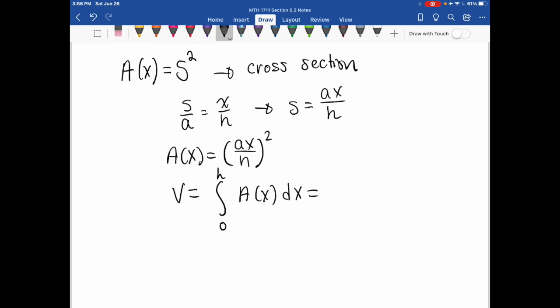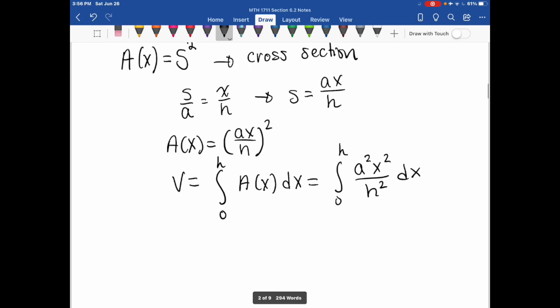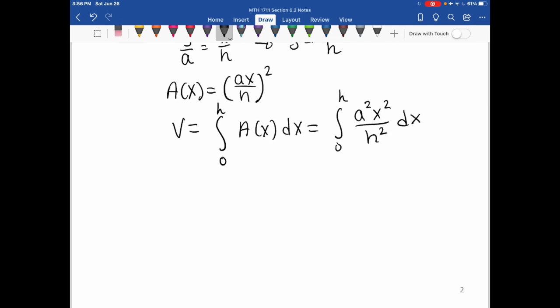because we're doing this in a generic format to find the formula for the pyramid. So I'm going to integrate this from 0 to h, and I want to integrate the area with respect to x. So now I'm going to plug in my area function that we found, a squared x squared over h squared, and I'm going to simplify this and square everything. I'll continue down here. Anything that's a constant, I'm going to pull out. So I have a squared over h squared, and I have x squared dx.